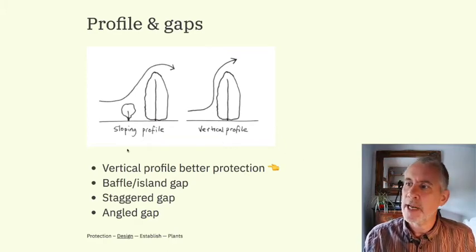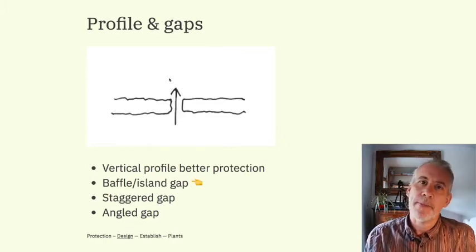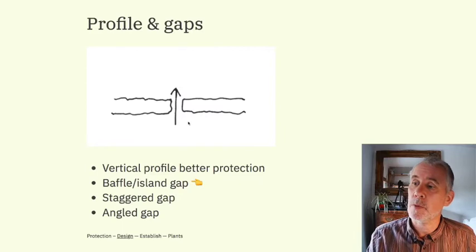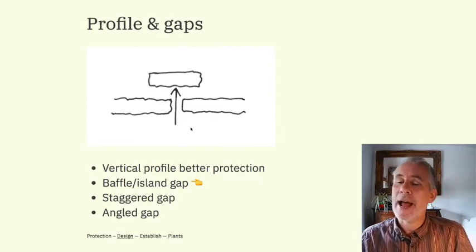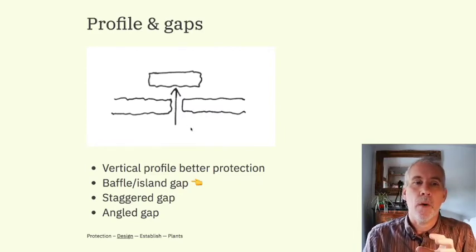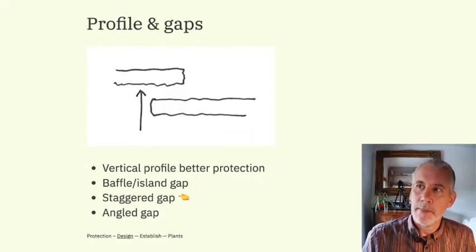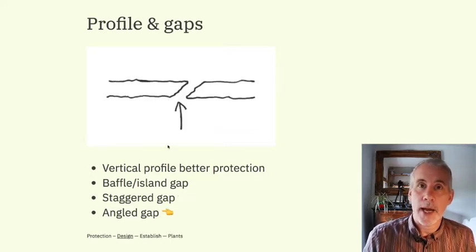There are ways of dealing with gaps in hedges. As soon as you've got a gap in a hedge, the wind will go straight through, and it will be quite damaging. It will actually speed up in that gap as well. So what you can have is a baffle or an island gap. I've done this a few times here. You have an extra hedge behind, so you go in through the entrance and then around it. A staggered gap, where you have to go around that way, and then an angle gap as well. It depends on your situation.